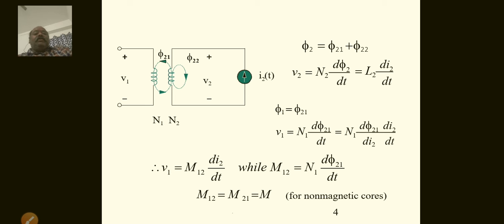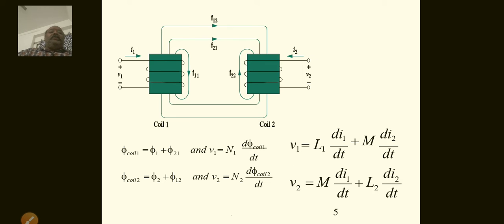So M21 is equal to M12 is equal to M. That is for a non-magnetic core, you say that M is equal to M12 equal to M21. Therefore you may take directly that this is about the mutual induction.